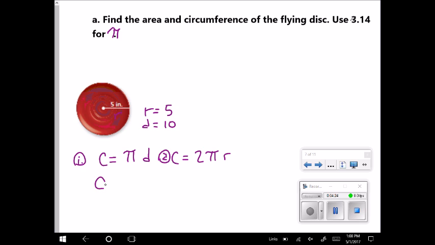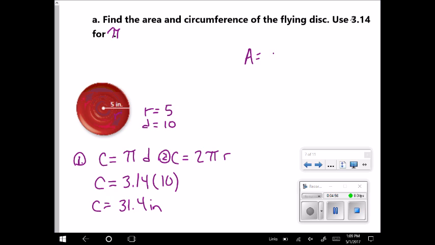So I'm just going to use this first option, 3.14, and then times 10. Over here, you would get the same thing. 2 times 5 is 10 times 3.14. So this will move our decimal place over. 3.14 times 10 is going to be 31.4. And make sure you label, this is just one-dimensional, so 31.4 inches. That's our circumference. So now we want to find our area.